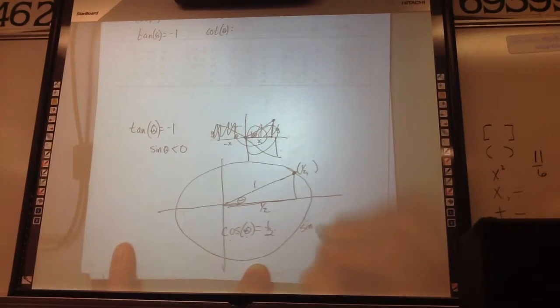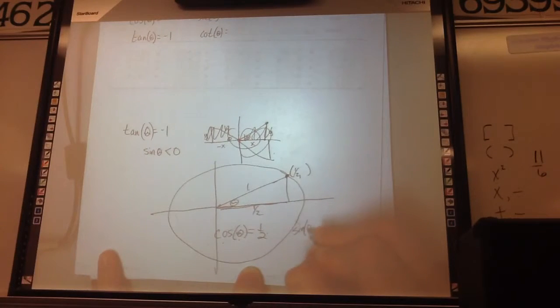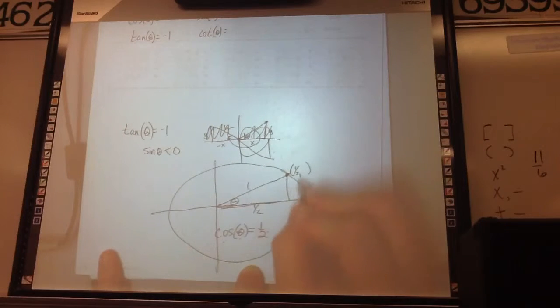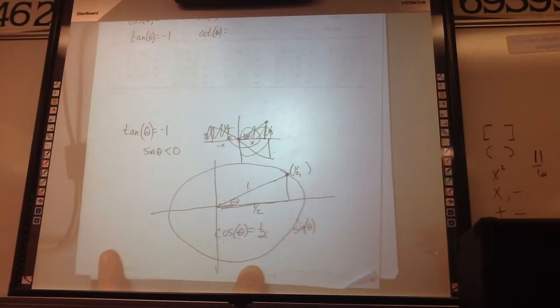I think I was going to talk about this today. The sine of that angle is just the y-coordinate of that point. So then tangent? The tangent is the y divided by the x.